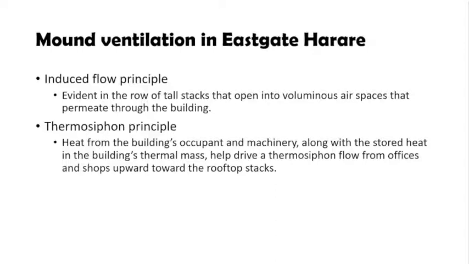So how are these models implemented in Eastgate Center? The induced flow model is evident in the row of tall stacks that open into voluminous air spaces that permeate through the building. While for thermosiphon, heat from the building's occupants and machinery as well as stored heat in the building's thermal mass help drive a thermosiphon flow from offices and shops upward toward the rooftop stacks. In the climate of Harare, the combination provides for an impressive steadiness of interior temperature without resorting to a costly, energy-hungry air conditioning plant.